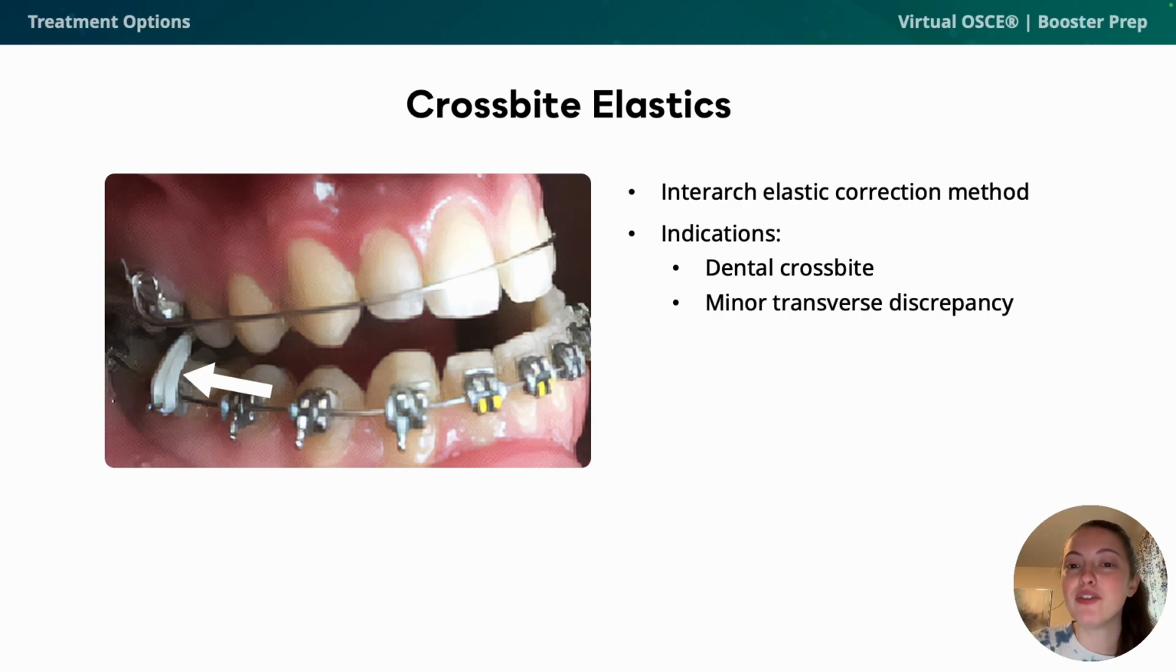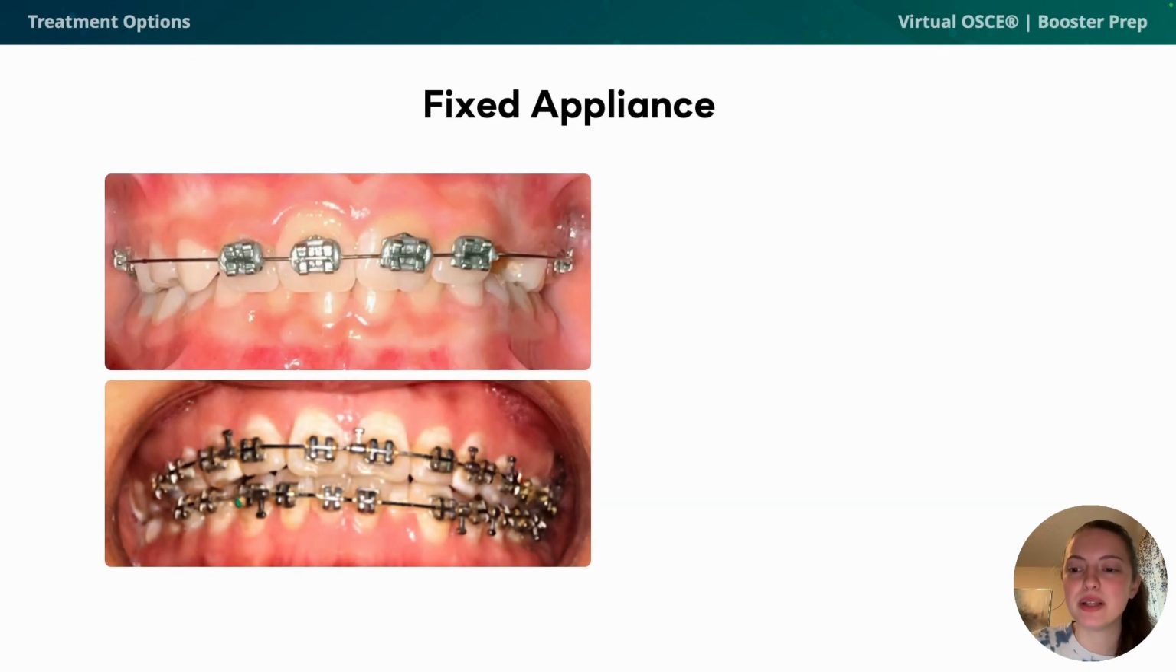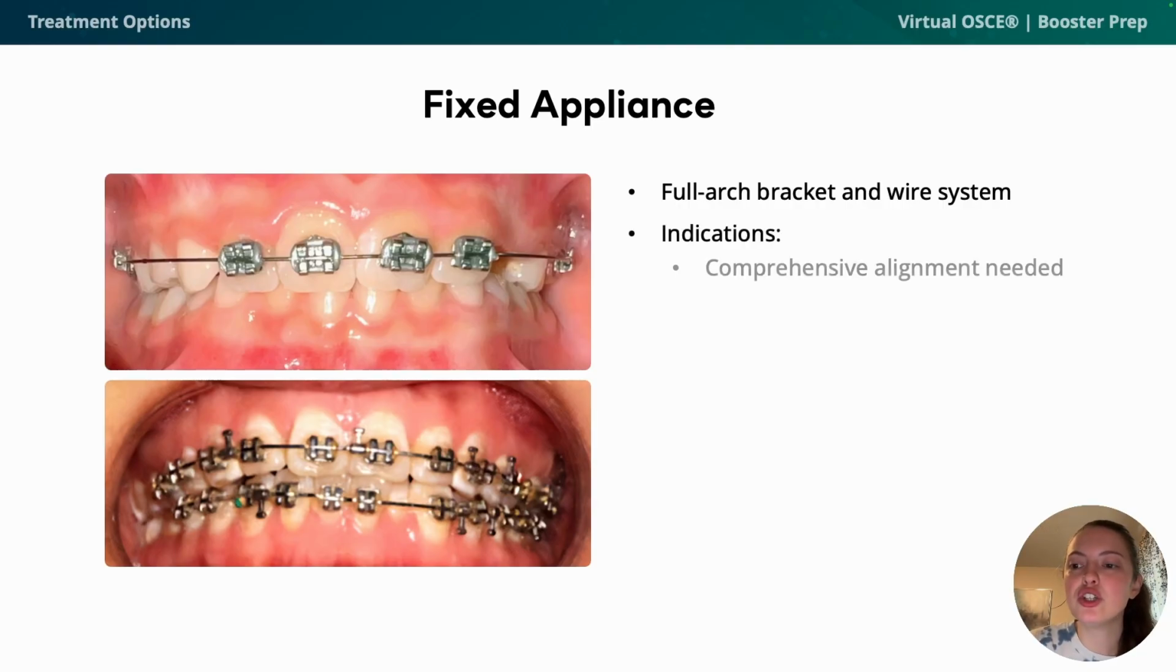And now we have the orthodontic classic, the fixed appliances, which is kind of just a fancy way of saying braces or a full arch bracket and wire system. Braces are the bread and butter of orthodontic treatment and are the comprehensive solution to fix many malocclusion and alignment issues. Unlike many of the previous treatment options we've gone over, they can be used to correct a variety of bite issues and are also often used after many of the early appliances are placed.